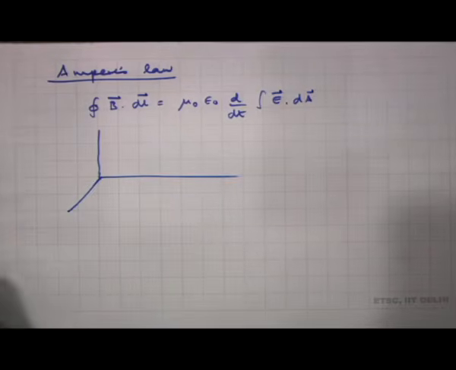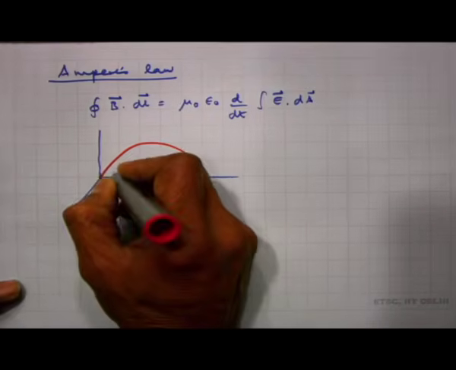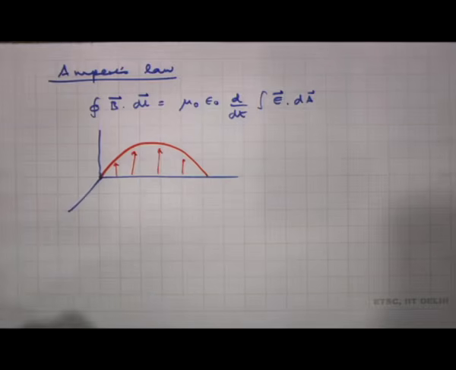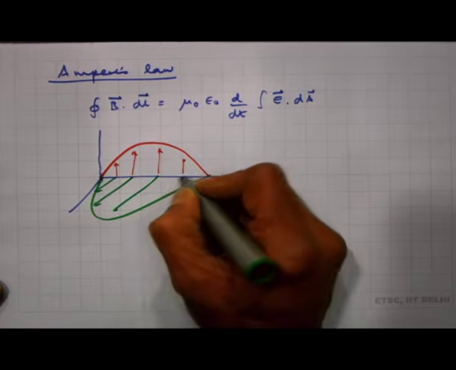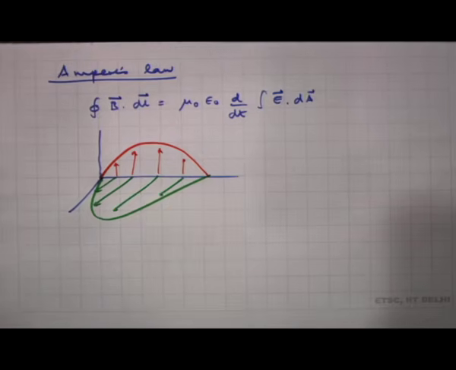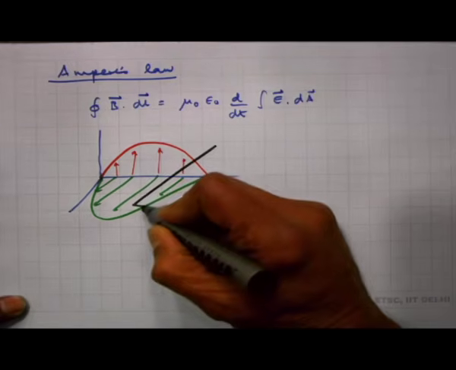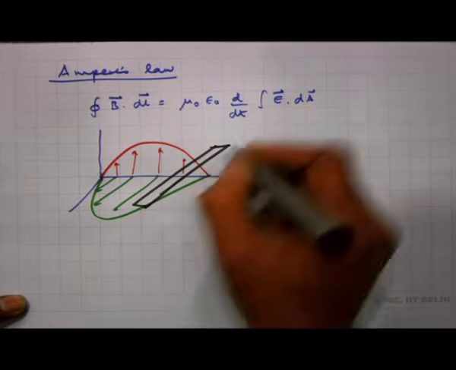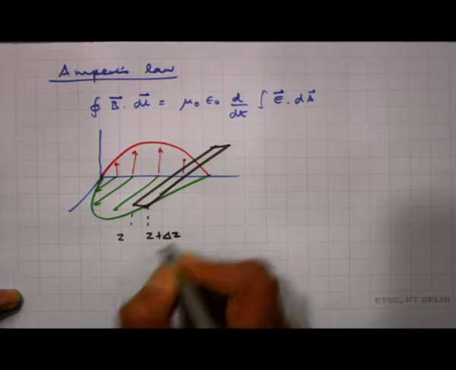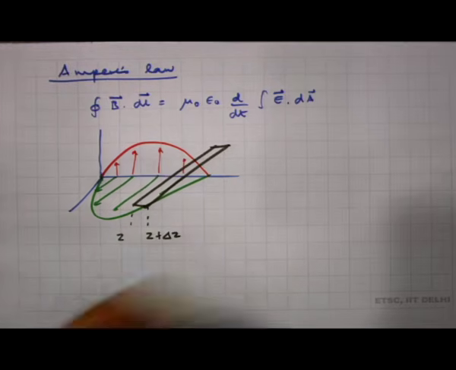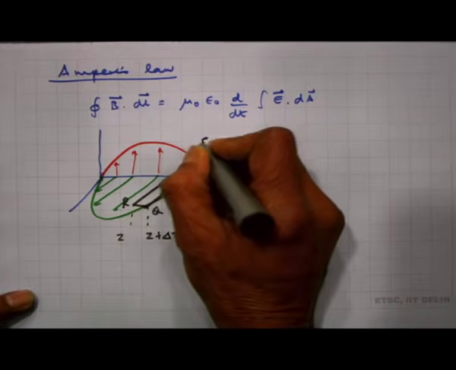So, I again have the electric field going like this, and I have the magnetic field like this. Now, I take a loop in the other plane. So, I take a loop like this. Again, this is point z, this is point z plus delta z. So, I take P Q R S.